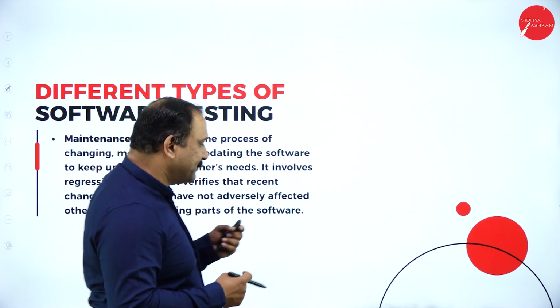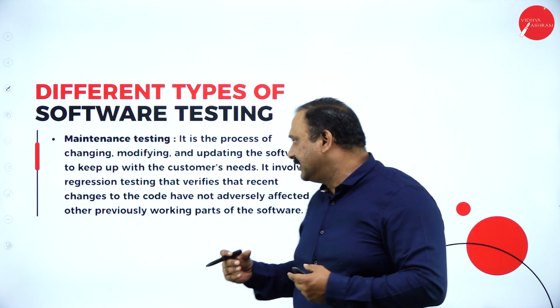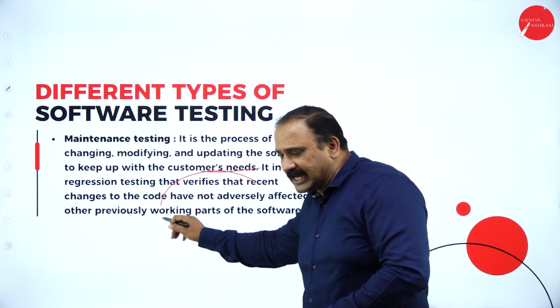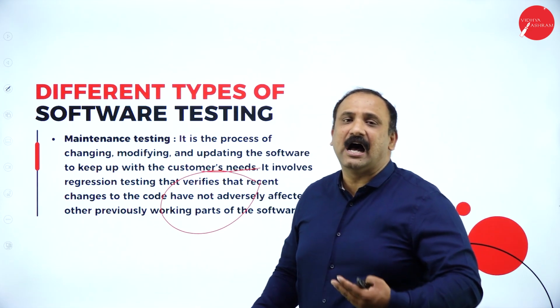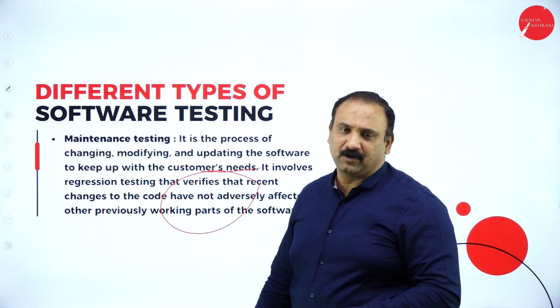Now the next one is maintenance testing. Once software is built, you need to check under maintenance testing whether it is keeping up with the customer's needs. It involves all kinds of regression testing, finding out whether the code is adversely affected, and how it works with the other parts of the software.